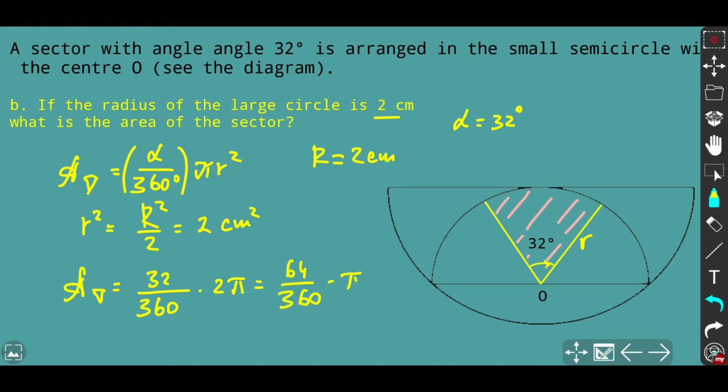Okay, so let's try to calculate that quickly. So that's going to be 64 pi over 360, which will deliver us the answer for the final sector's area as 0.56 centimeters squared, correct to 2 decimal places.